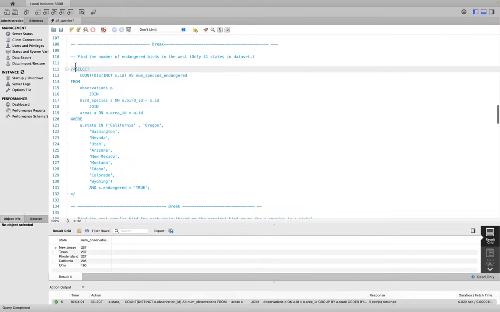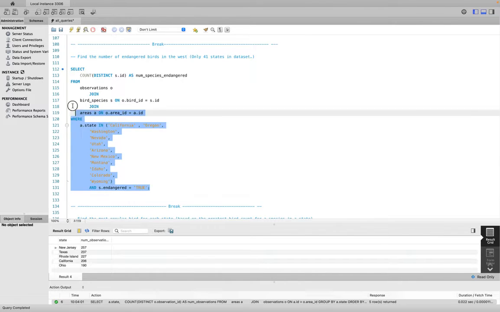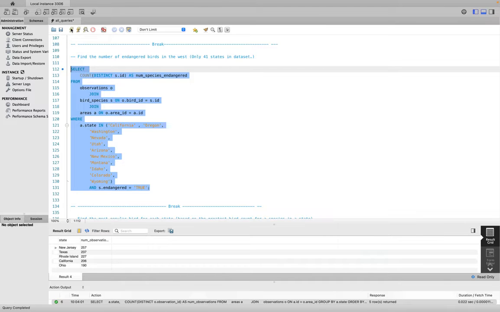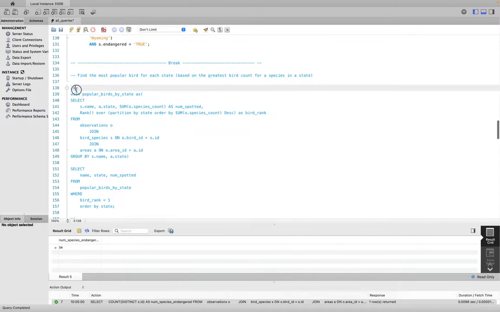The next query is finding the number of endangered birds in the West. And I have a note here that not all states are included in this data set. There's only 41. And this may not exactly correspond with the official definition of what makes a state in the western region, but I chose the states of California, Oregon, Washington, Nevada, Utah, Arizona, New Mexico, Montana, Idaho, Colorado, and Wyoming. So we're going to find the number of birds that are endangered in those states, and I consider those to be a western region. And there's 54 endangered.